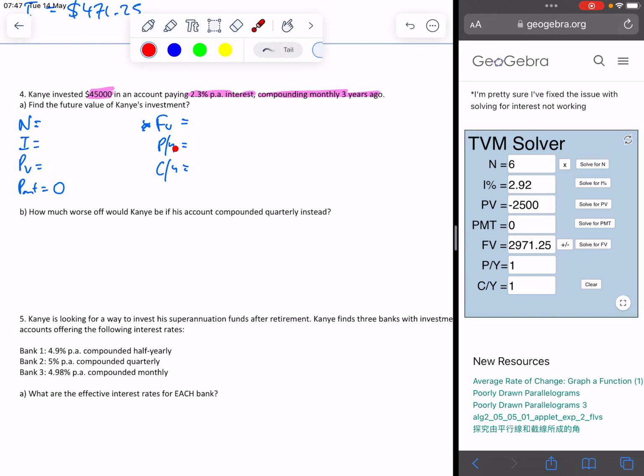He put in 45,000, so PV is going to be negative 45,000. The interest rate is 2.3%. Compounding monthly 3 years ago. So 3 years, but it's happening 12 times a year, so it's going to be 3 times 12, 36. So chuck those numbers in. 36. Interest rate of 2.3.